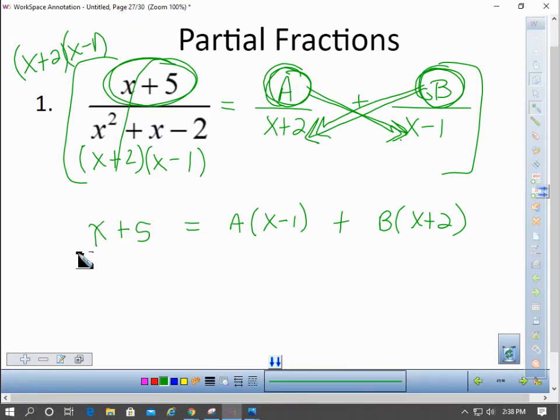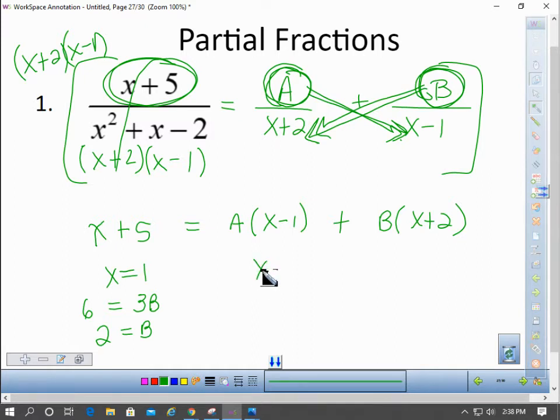Now here's the easy way you solve this. You pick values for x, important values of x. So what I'm going to do, I want to make the A go away, so I'm going to pick x to be 1. If x is 1, what does this expression end up equaling? I'm going to plug a 1 in everywhere. So if x is 1, that's going to be 6 equals, putting a 1 in here, this part's going to be 0. Putting a 1 in here is going to make this 3B. So right off the bat, I know B is 2.